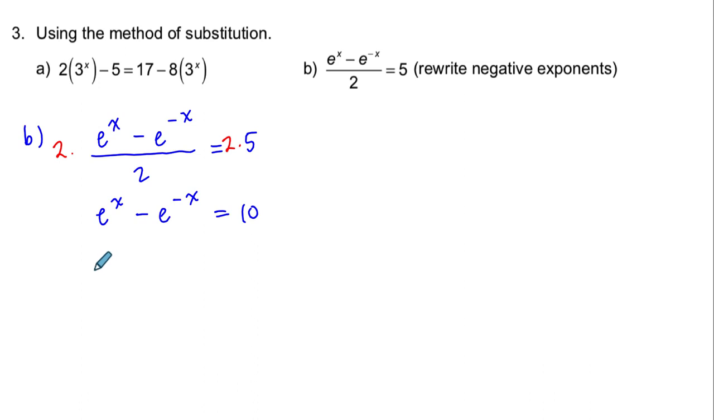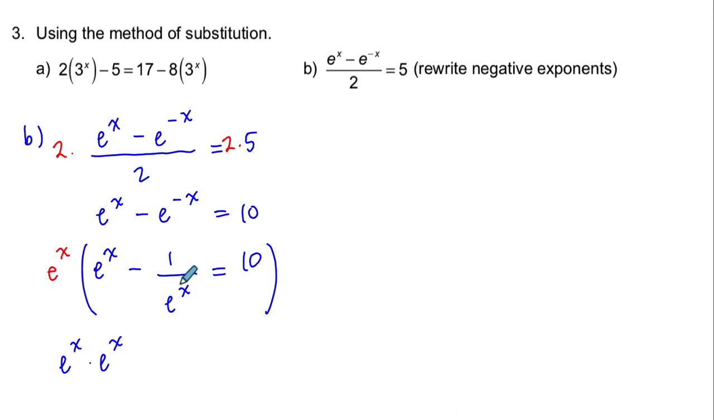So then rewriting the negative exponent, we get 1 over e to the x. And I see again that I have a denominator. So I'm going to multiply all of the terms in the equation by the lowest common denominator, again to clear the fraction. This time I get e to the x times e to the x. So I'm just going to keep it written expanded for now. In the second term I get e to the x minus 1 over e to the x.